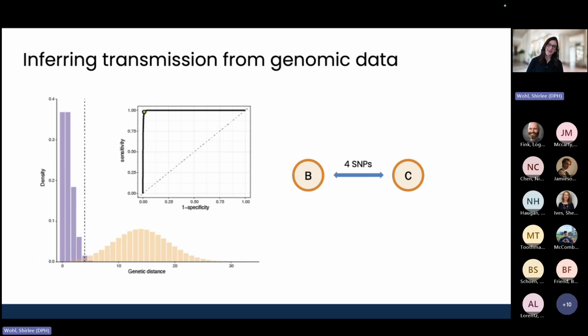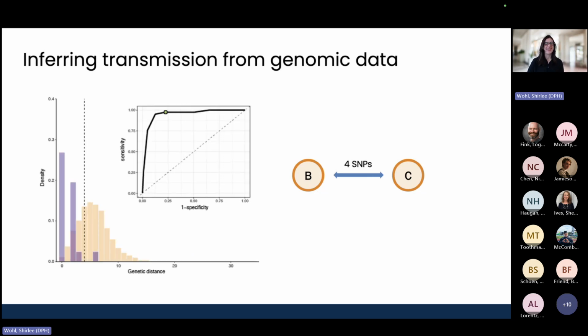Of course, this is nicely simulated data. It's not real data. Real data tends to look something like this, where this is actually data from a real mumps outbreak, where we had information about what cases were really linked and which ones really weren't linked by transmission. And we made this plot of genetic distance. Again, this light orange color is the unlinked pairs and the purple are the linked pairs. We could play around with where we put the threshold, but no threshold is perfect, right?